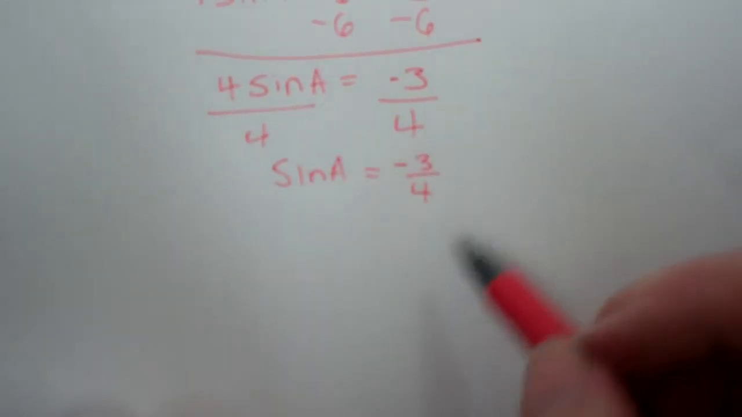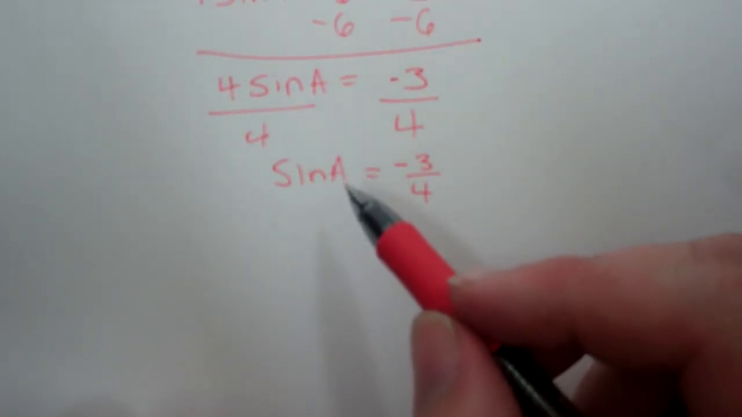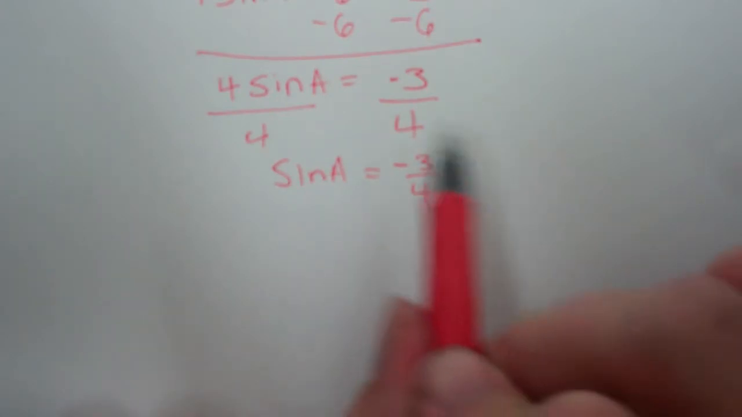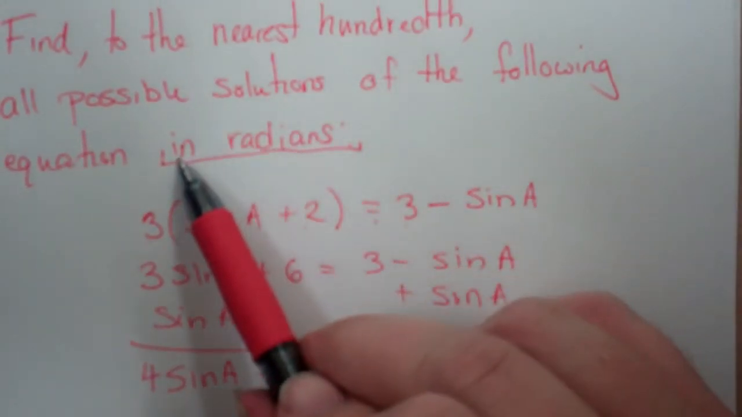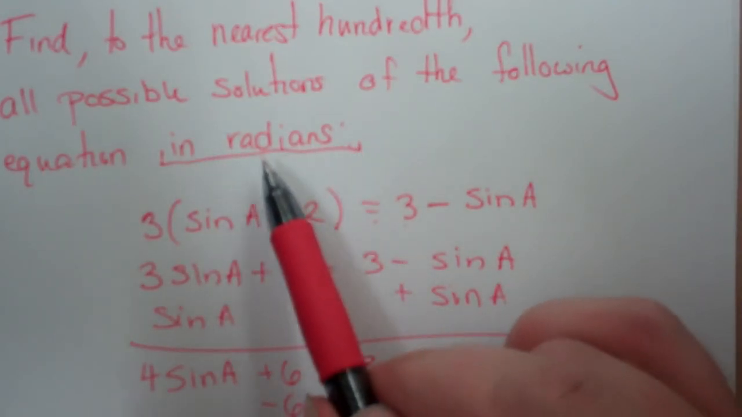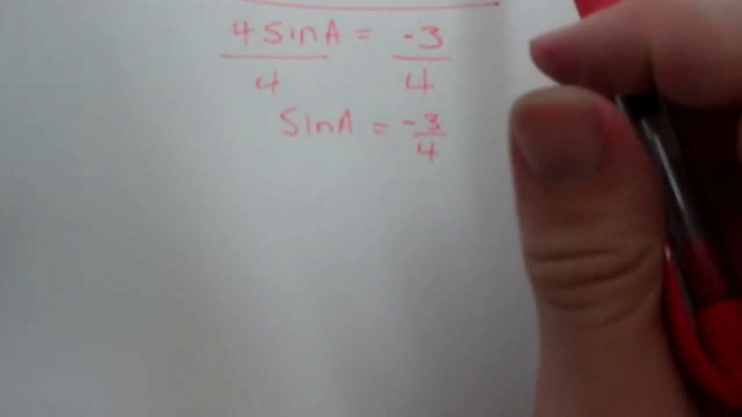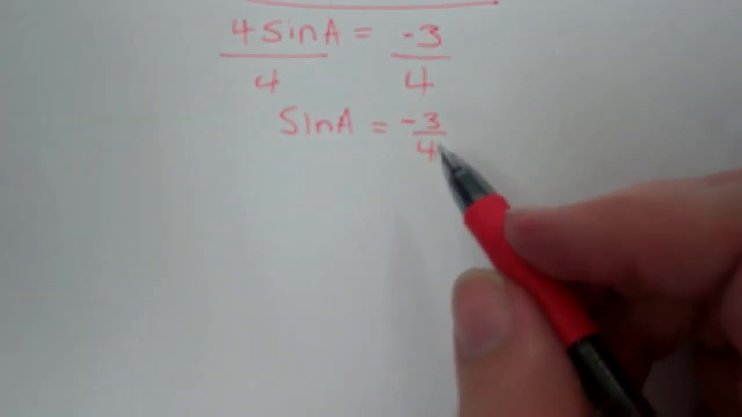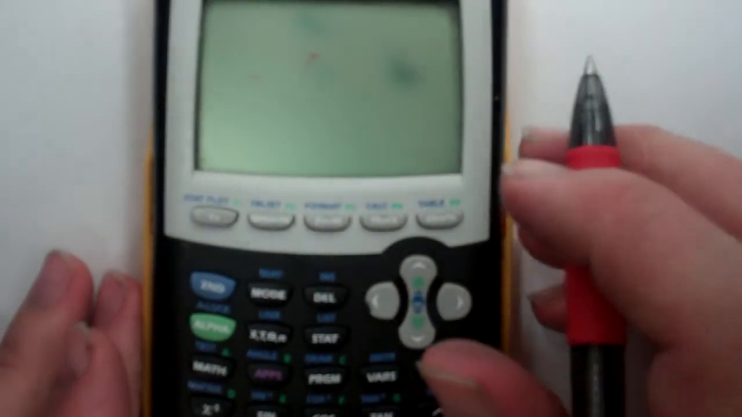Excellent. Now, let's find the values of a in degrees that make this true, and then remember we'll come back and convert those answers into radians since that's what the problem is asking for. Good. So to find these answers in degrees, your calculator has to be in degree mode.